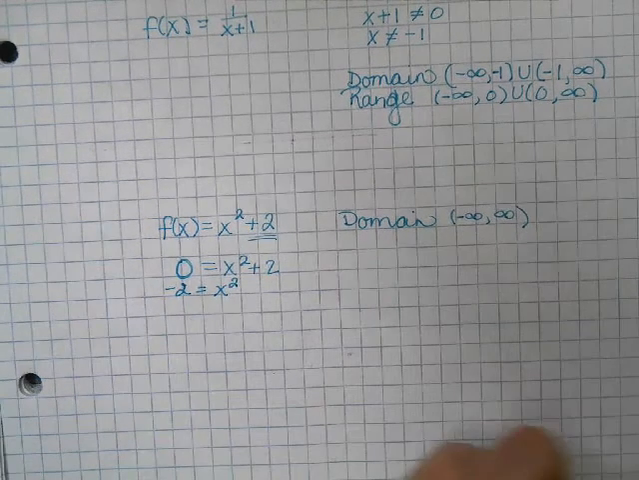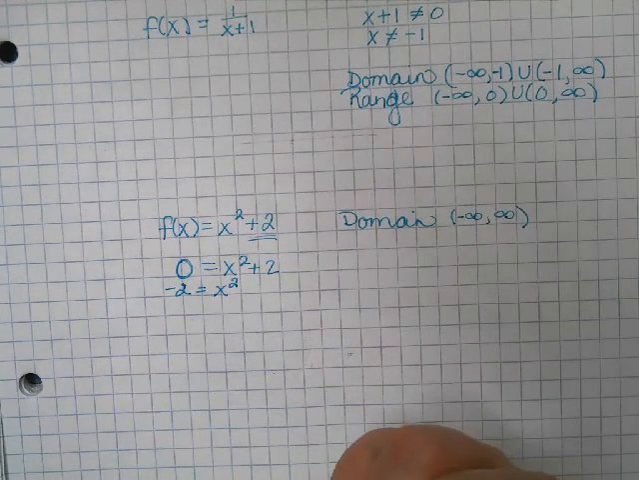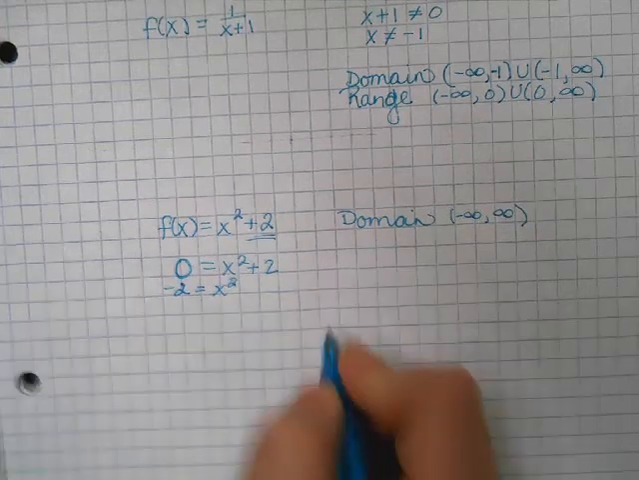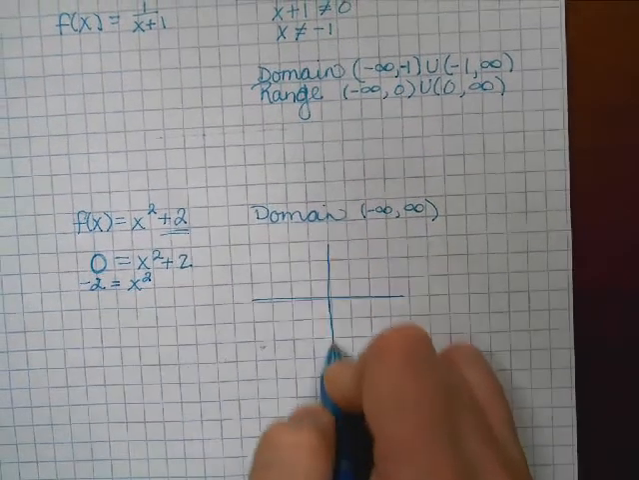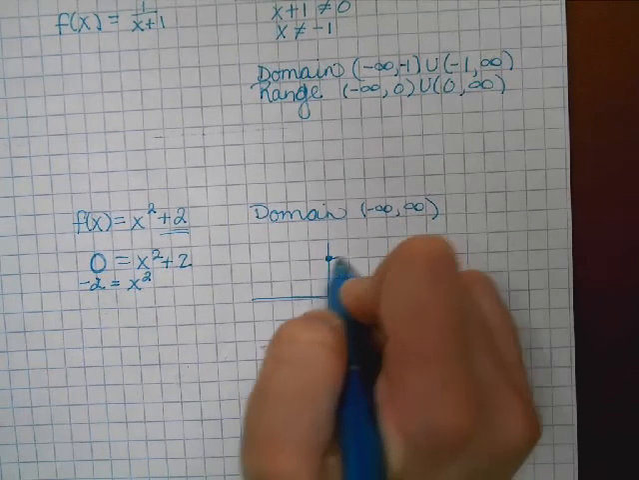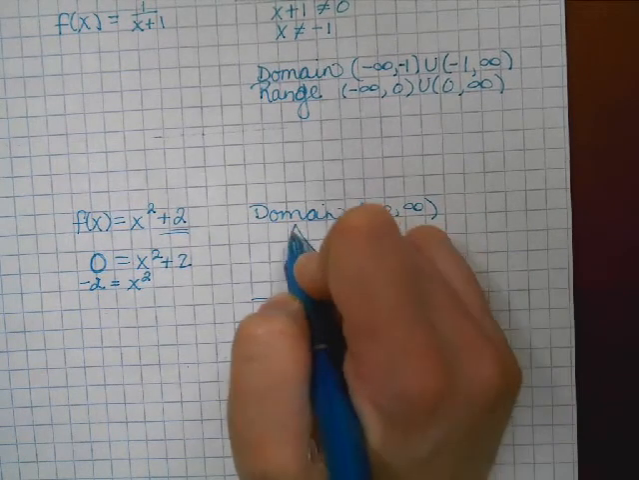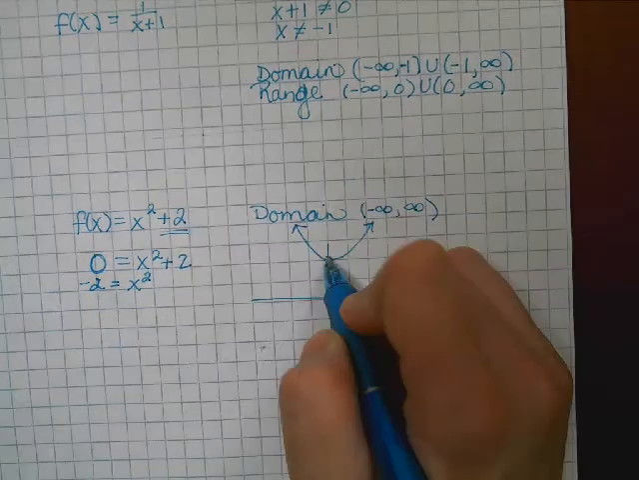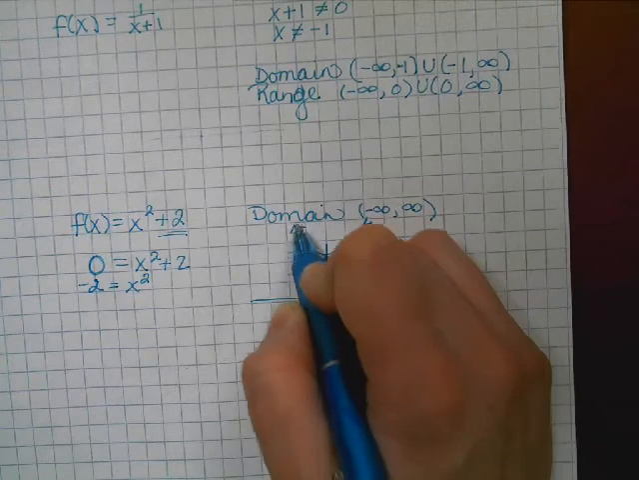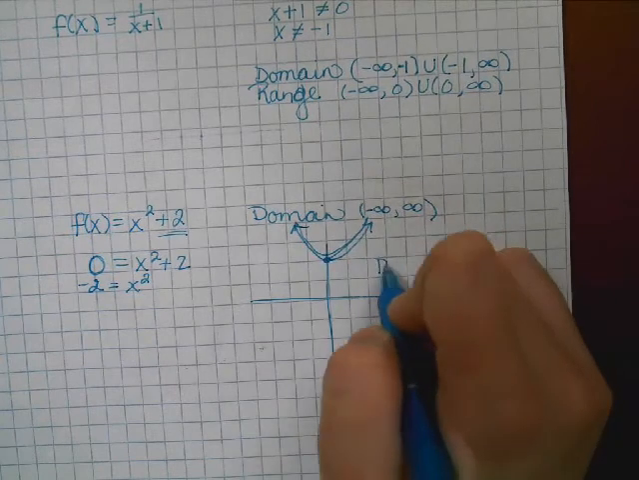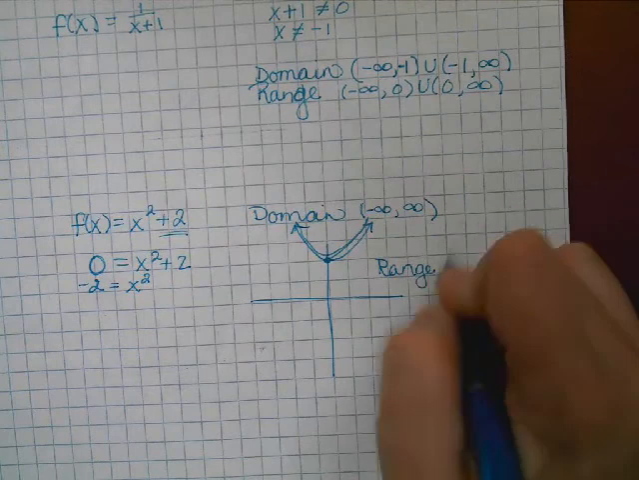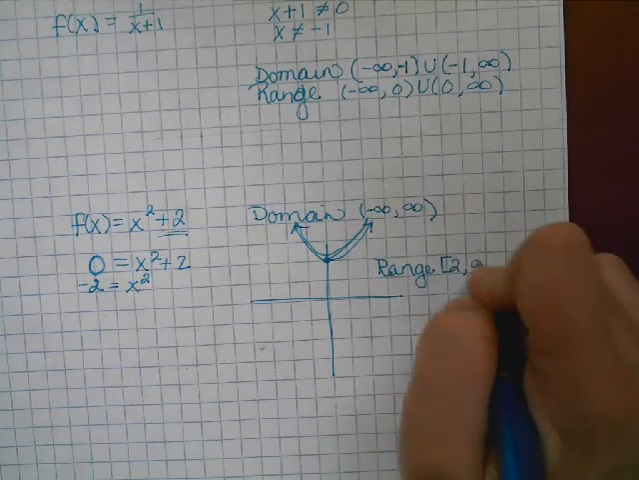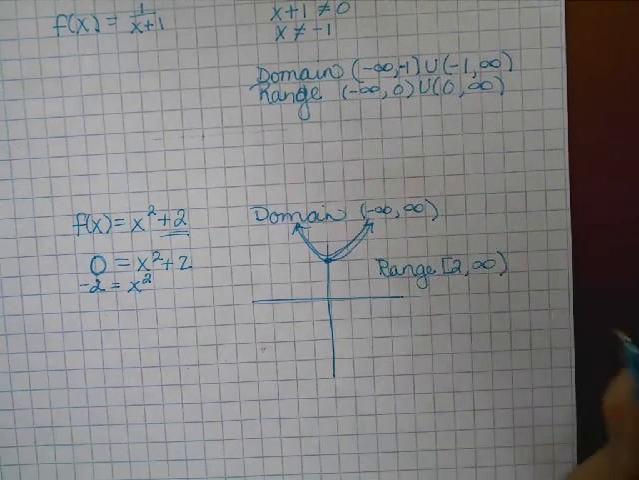In fact, what you'll see is this raises the graph up by 2, right? So when I graph it, I will see a parabola that starts here. So the range will be 2 to positive infinity.